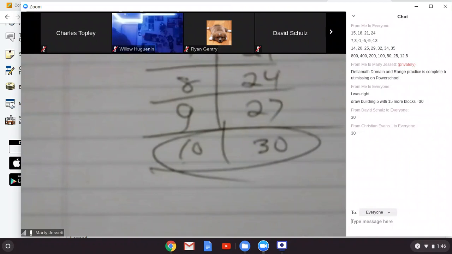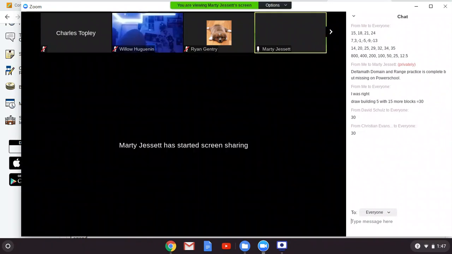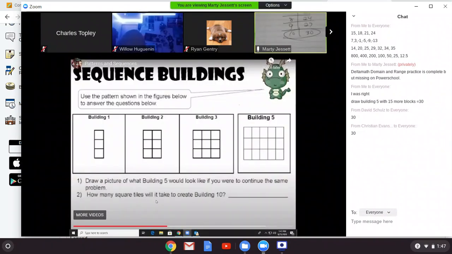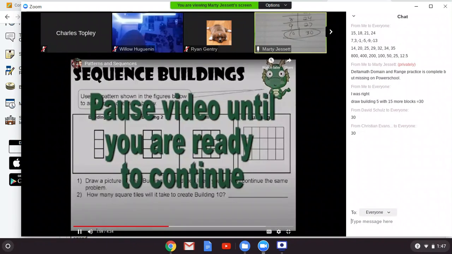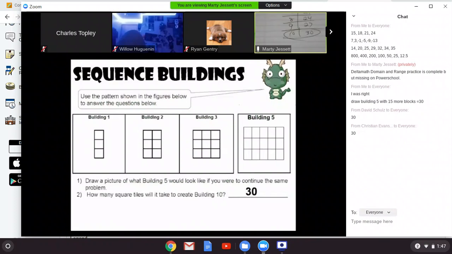Okay, a lot of you guys did other things. You said, hey, if building 5 has 15, 5 plus 5 is 10, and so that means if I add 15 to the 15 I already have, I get 30. A bunch of you said that. Some of you said, hey, building 10 has 10 rows, and they're all 3 high. 10 times 3 is 30. Okay, so some of you guys used the area model, which is good. All right, back to the pattern building. Here we go. Did you get the answer 30? If so, you're on the right track.